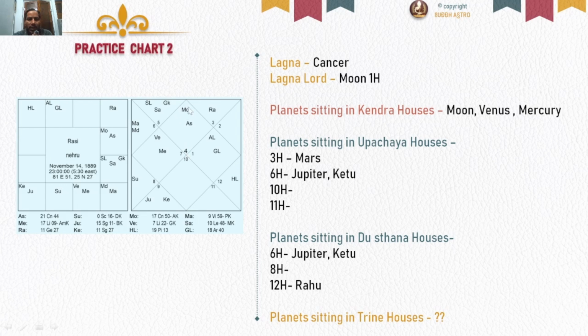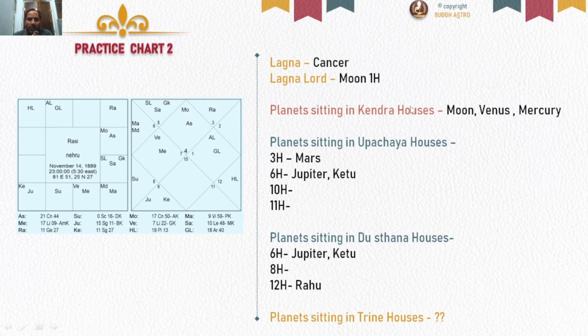Since moon is sitting there, moon sign will also be the Cancer sign, because the sign where the moon sits is known as Janma Rasi or moon sign. So moon sign will also be the Cancer sign. Now who is the Lord? This is the Lagna house. So Lagna Lord will also be the moon because moon owns this house, right? And moon is also sitting in the Lagna house, right? So Lagna is Cancer, Lagna Lord is Moon, and Moon is sitting in the first house or Lagna.